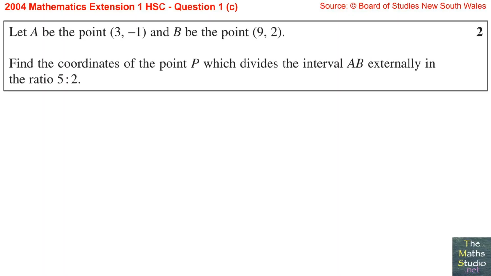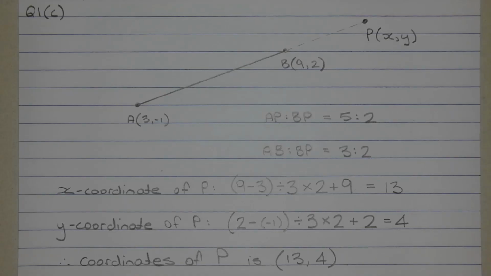Question 1, Part C. Let A be the point (3, -1) and B be the point (9, 2). Find the coordinates of the point P which divides the interval AB externally in the ratio 5:2. We can model this situation with a sketch of interval AB.